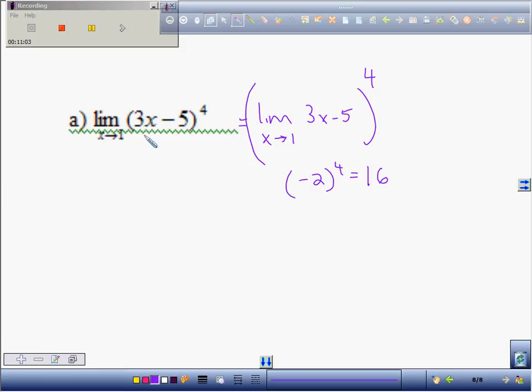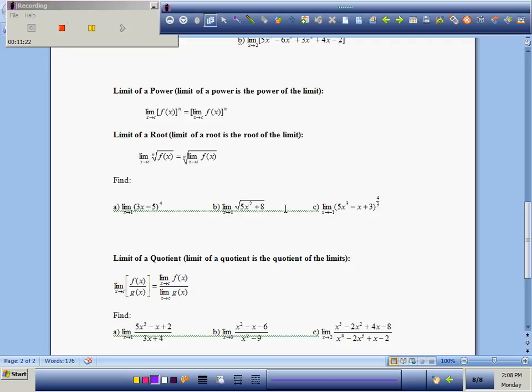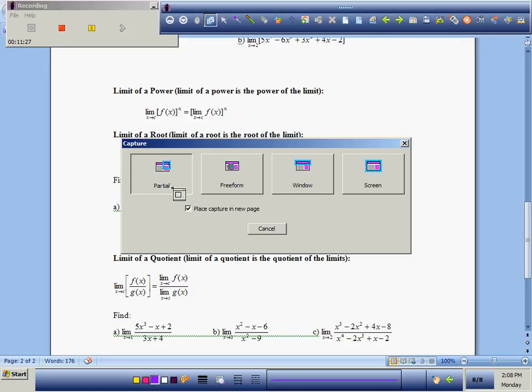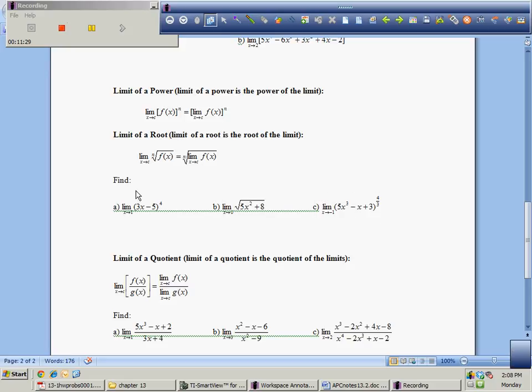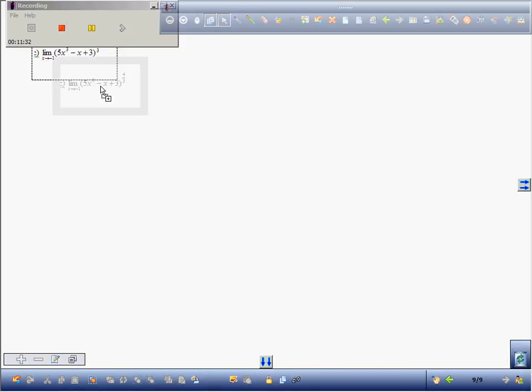And you might say, why can't I just plug it in? You can. Okay? But again, when you're taking more complicated limits, then this property becomes useful. Just believe me. All right. And you can do the same thing with square roots. I like this one because a lot of you guys don't know how to deal with this one. You can do this.